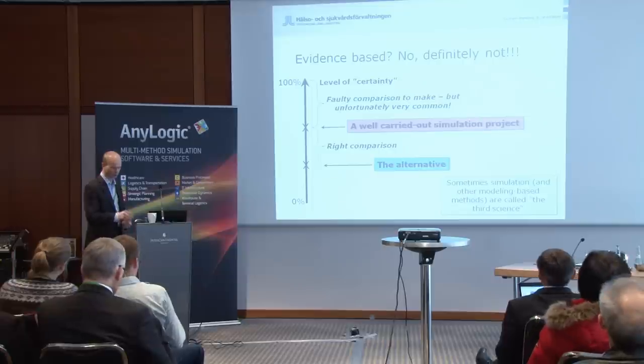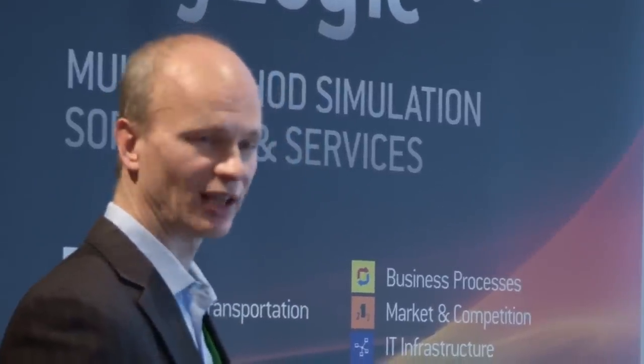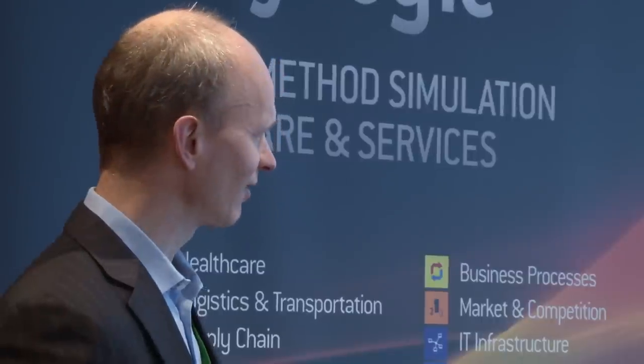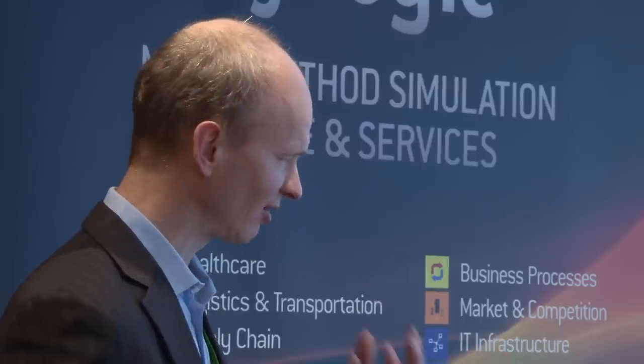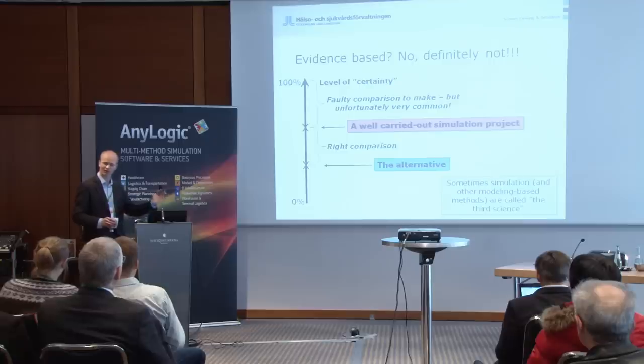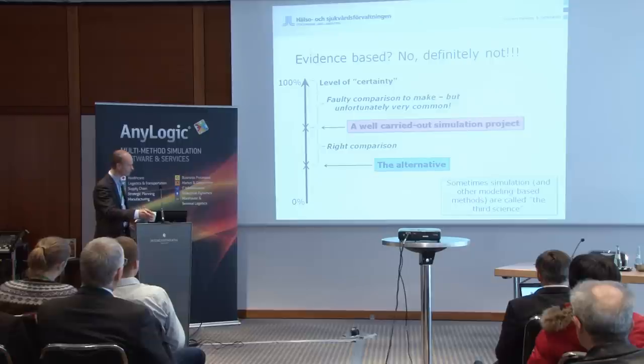And sometimes also in the academic world, simulation is called the third science. It's not totally evidence-based, it's not based on research with all the formalities in research thinking, it's not totally empirical. It's somewhere in the middle between, or both ends, or whatever you would call it, or neither. So I know there are some academics that use the term third science for modeling.